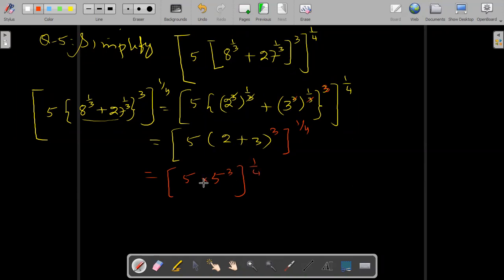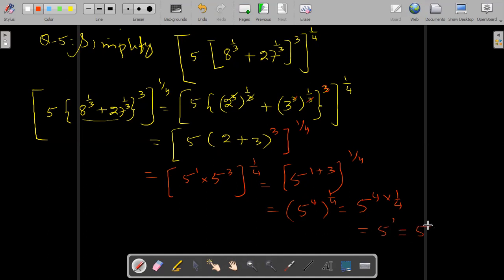Now they can multiply, so base is same, powers will be added. 5 is having power 1. So 5 will get the power 1 plus 3, raised to power 1 by 4. 5 raised to power 4, raised to power 1 by 4. So 5 raised to power 4 into 1 by 4. 4 and 4 cancel, 5 raised to power 1, that is equal to 5.